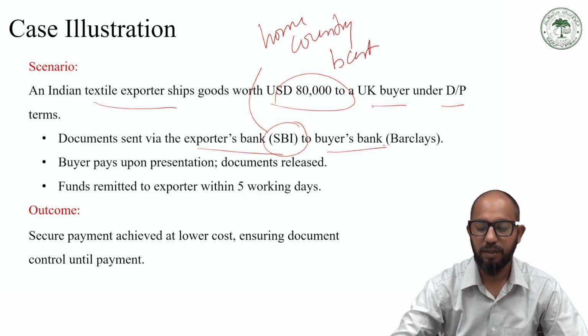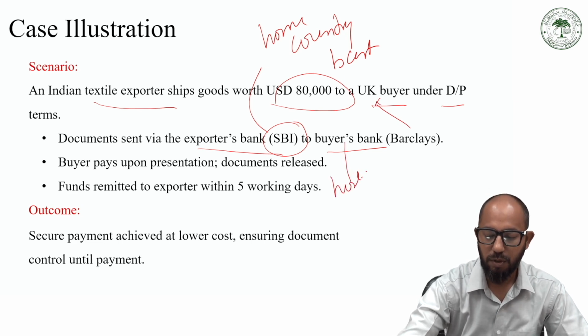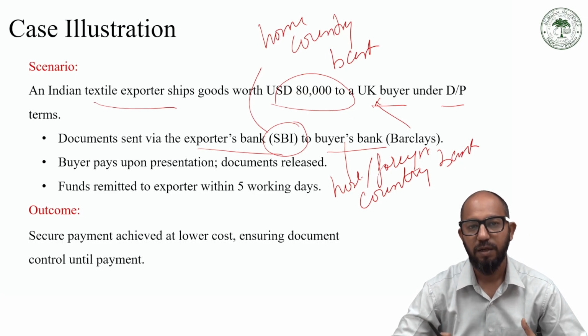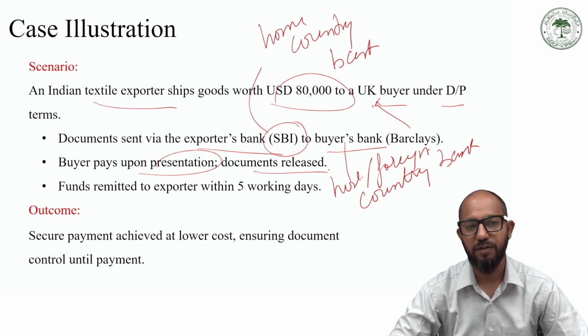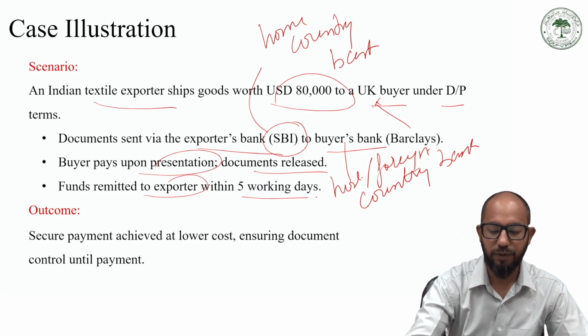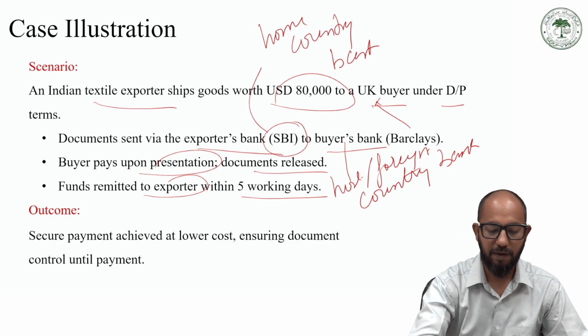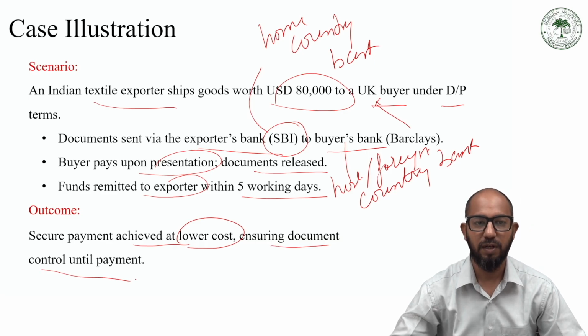The documents are sent to the buyer's bank, that is Barclays, which is in UK. It means that the buyer's bank is always the host or the foreign country bank. Thus, two banks from different countries are interacting under this scenario. The buyer pays upon presentation, documents are released, then funds are remitted to the exporter within 5 working days. So timely payment is also there. So what is the outcome under the documents which are being used, such as DP, the payment mechanism? Secure payment has been achieved at lower cost, as well as ensuring that document control is there until payment is realized.